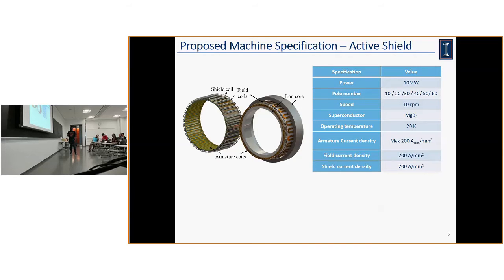So these are the two proposed machines we are studying. This is our proposed design, where we eliminate the core from the machine. And this one is the conventional machine, which has the iron core inside and outside. We were focusing on 10 megawatt, and studying different pole counts to understand which one is best for this application. Our speed is a direct drive 10 RPM, we use MgB2 superconductors, and the operating temperature is 20 Kelvin. We varied the armature current density to see which one is best, and we fixed the field current and the field and shield current density.